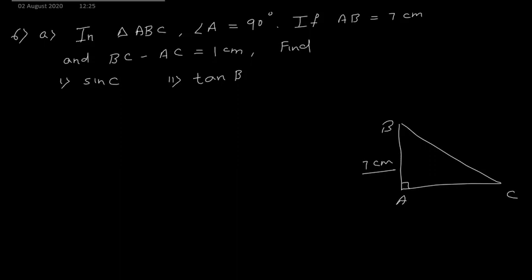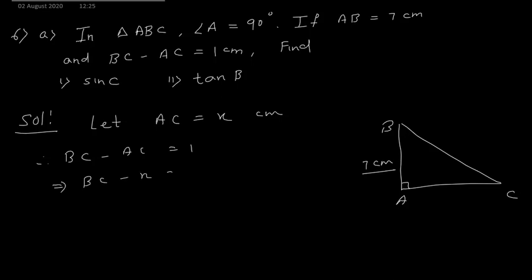So let us consider this AC as x. In solution, I will say that let AC is equal to x centimeter. Therefore BC minus AC equals 1. This gives me BC minus x equals 1, which gives me the value of BC as x plus 1. So here we have AC as x and BC as x plus 1.